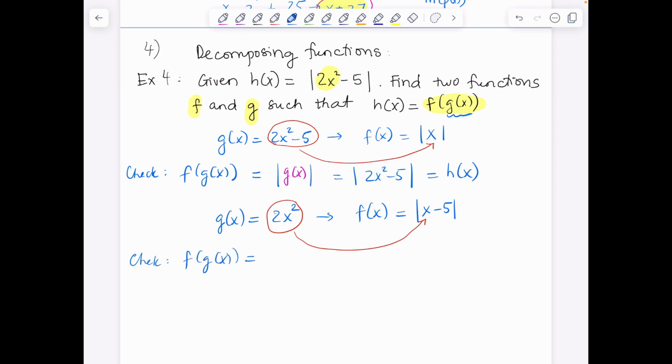F is now defined by absolute value of x minus 5, but instead of x, I want g of x, and then minus 5. Substitute g of x. G of x is now 2x squared. Substitute that in for g of x, and then minus 5. And as you can see, this gives us h of x.